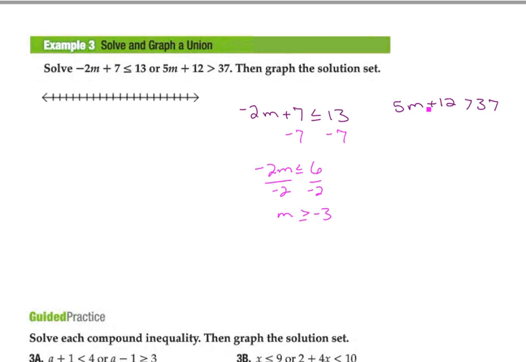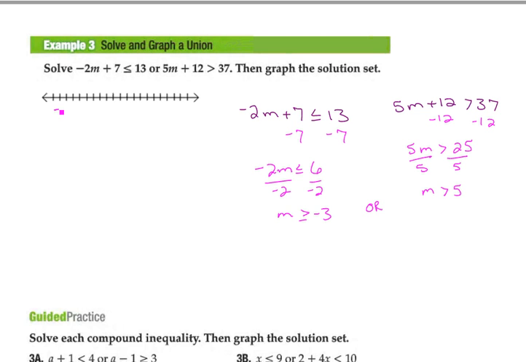Now I'm moving on. I'm going to subtract 12 from both sides. So I have 5m is greater than 25. And then I'm going to divide by that 5. M is greater than 5. Okay, and we realize that this is an or statement, so we're going to put or in the middle. Well, this is kind of different because both of our graphs are going the same way. So I'm going to go ahead and graph them both and see what happens.